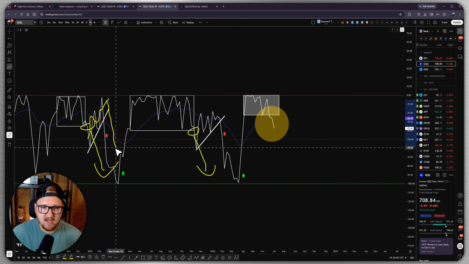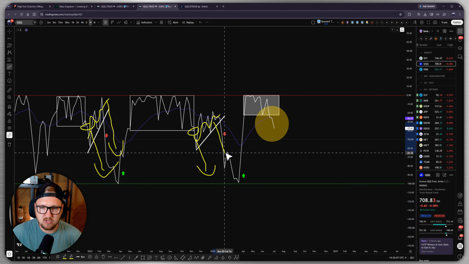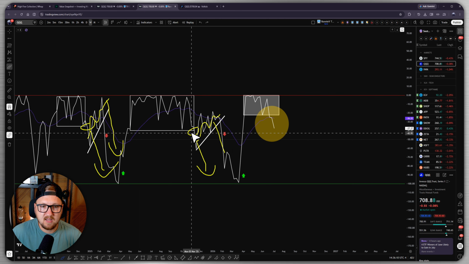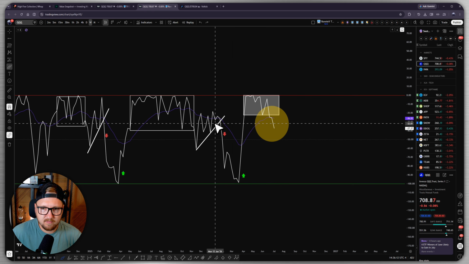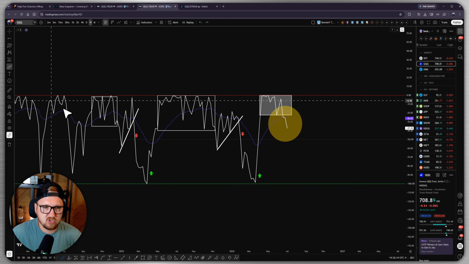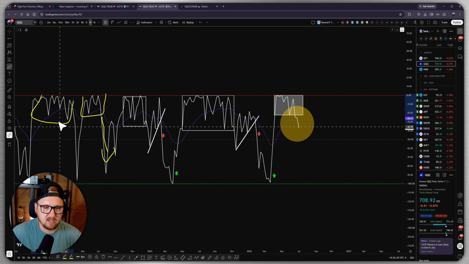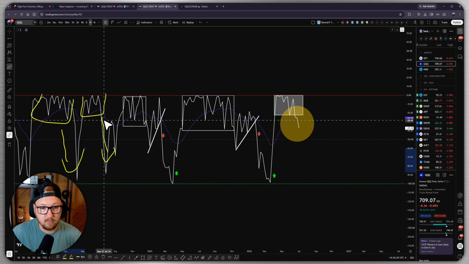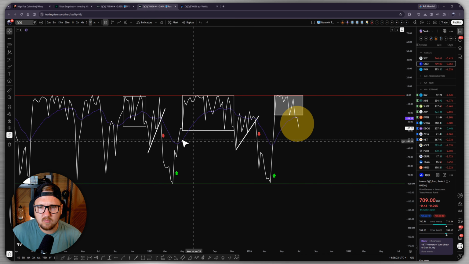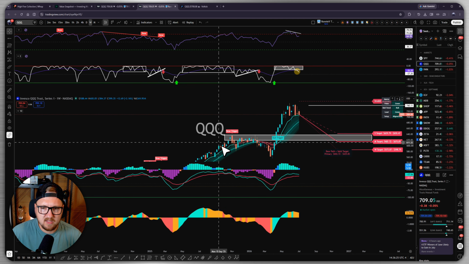Sometimes fake outs happen, like we saw in Tariff-Geddon and the Iran war right here. And then sometimes it's just a straight line down, like we saw in previous years, like 2024. So let me point you over here.